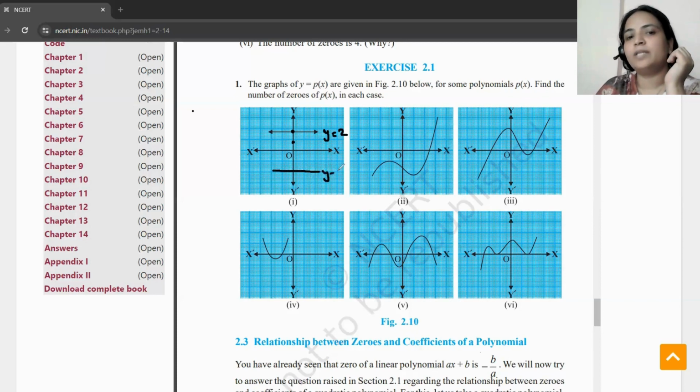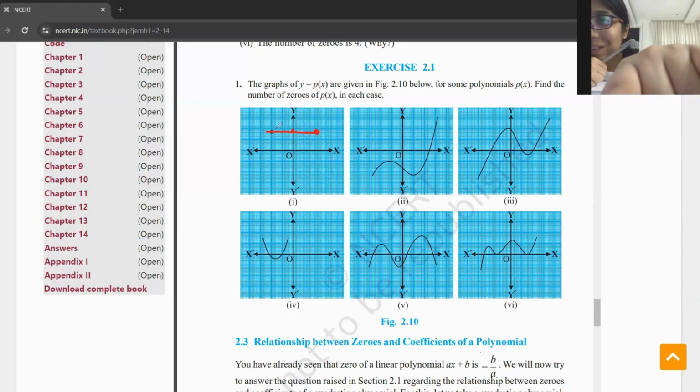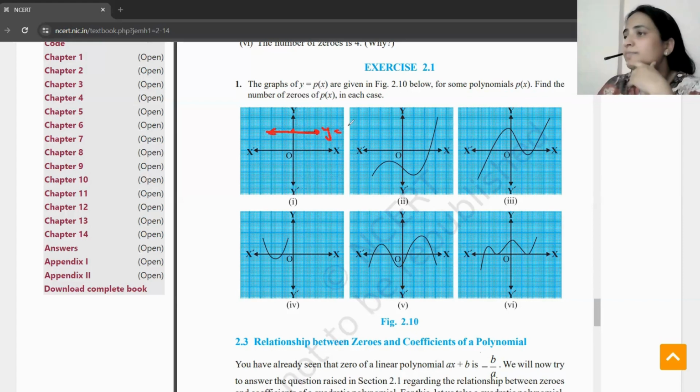This is y equals -2. This is y equals 0. This is x equals 0. This one's x equals 1. Didn't we do that? Tia, didn't we? So this is y equals 2, right, everyone or not? This is a linear equation then. Yes, this is a linear equation. So this is y equals 2 passing through 2. So this is the graph of y equals 2.